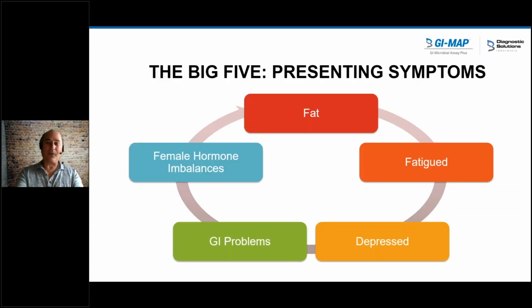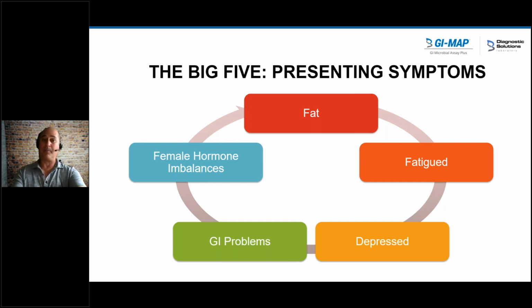Once it's going, though, I like to think about the big 5 symptoms, because these are the ones I see every day in practice when people have messed up guts. They're fat, fatigued, depressed, have GI problems, or have female hormone imbalances. You could throw male hormones in there too, but most of my patients are women, so I don't talk about the male hormones much. So: fat, fatigue, depressed, GI problems, or female hormone imbalances. You can have any one of these 5 because your gut's leaky.